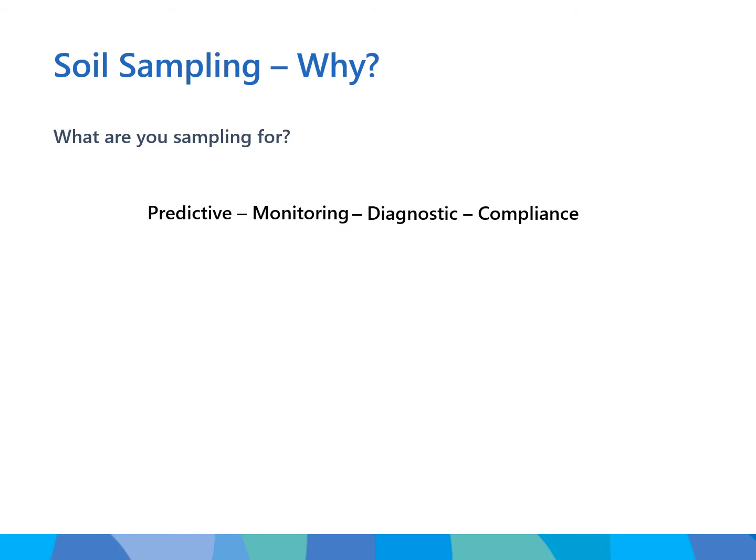Predictive. What do I need to apply and how much? For example, how much lime to an acid soil. Monitoring. For example, has my soil pH or carbon concentrations in the soil changed over time? Diagnostic. As an example, is my soil chemical parameter causing spatial difference in vegetation? And compliance. Do my soils meet required environmental standards?